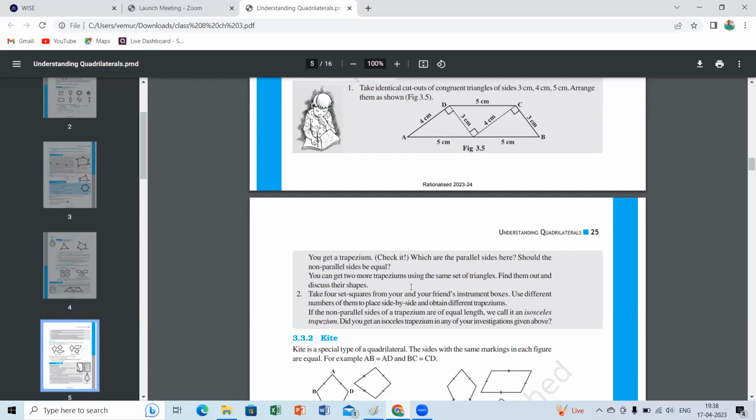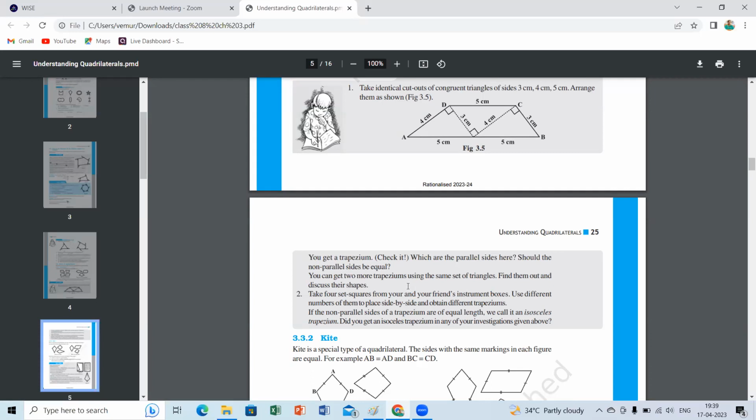Now you can get two more trapeziums using the same set of triangles. Find out and discuss the shapes. You can do this part as an activity, children. The next part is to take out 4 set squares from your classroom. You and your 3 friends can together take your set squares from your instrument box. Use different numbers, place them side by side and obtain the different trapeziums.